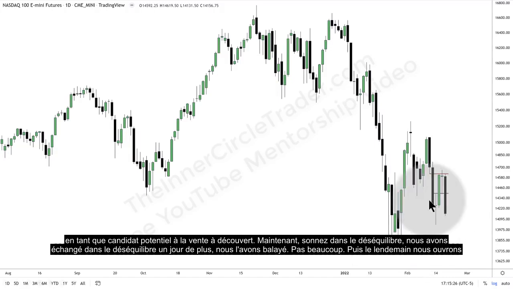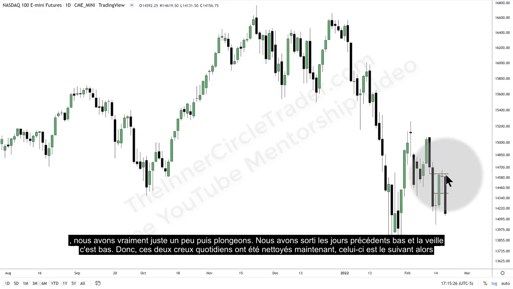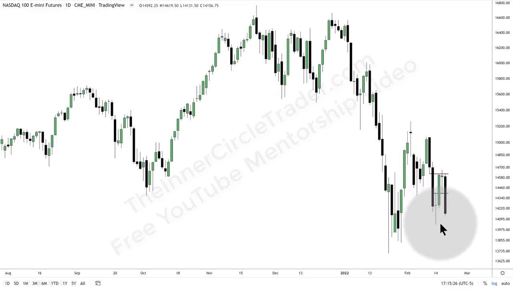Now, bring in the imbalance. We traded up into the imbalance. One more day, we swept above it, not by much. Then, the next day, we open, we rally just a little bit, and then plunge. We took out the previous day's low and the day before its low. So both of these daily lows have been cleaned out. Now this one is the next one. Then, down here.